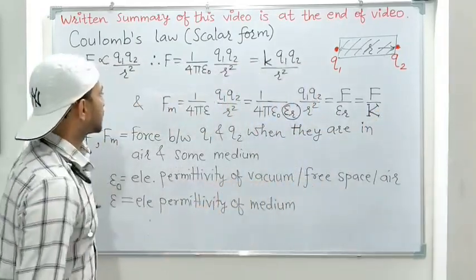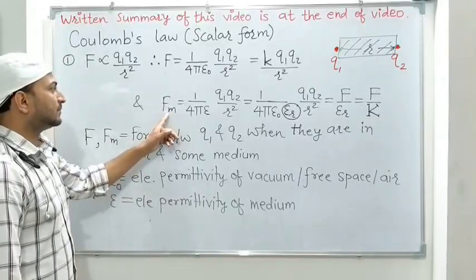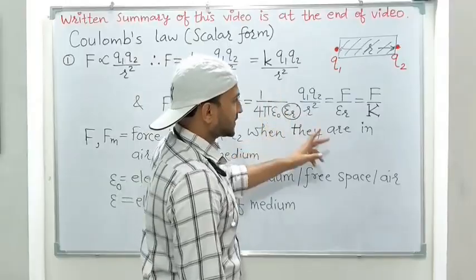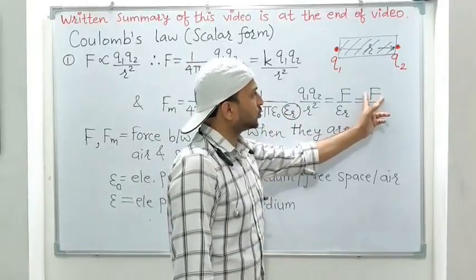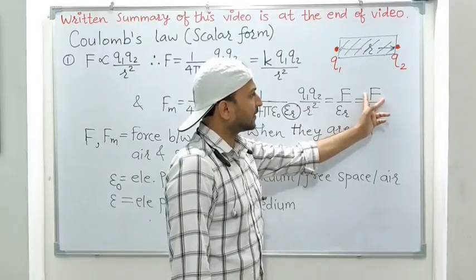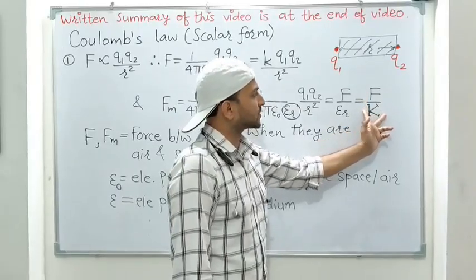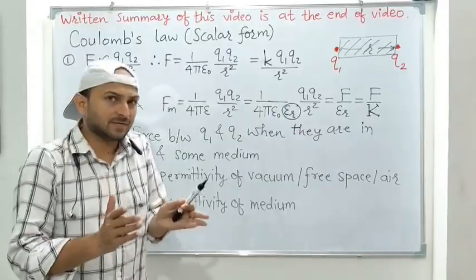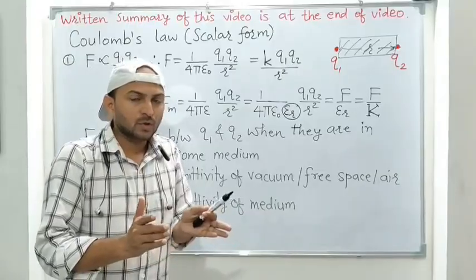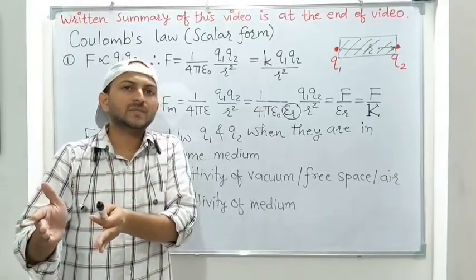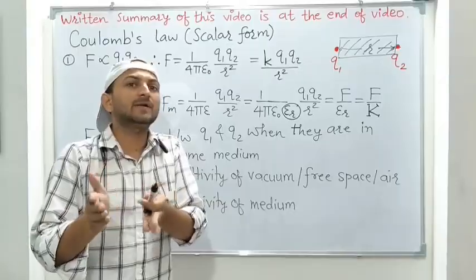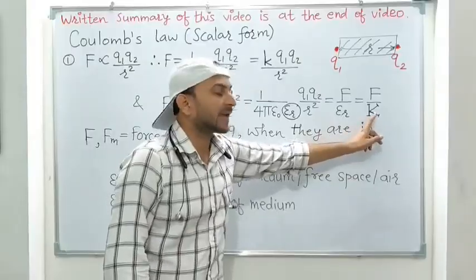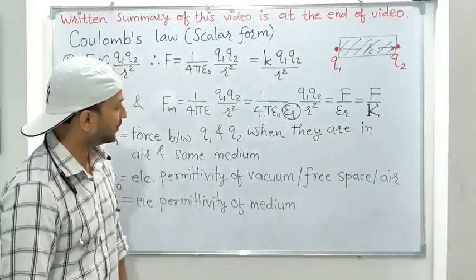Okay. So the force in any medium between two charges is equal to the force between the same two charges in air divided by the dielectric constant of the medium. So when two charges are transferred from air to some medium, the force between them will reduce. How many times? K times. K is the dielectric constant of that medium.